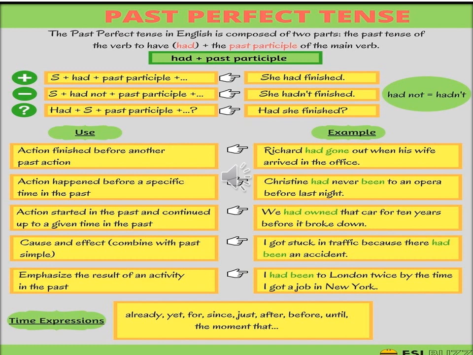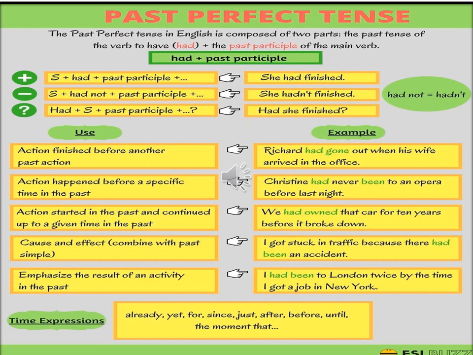Past perfect tense is also used to show the cause and effect of the action, and it is combined with simple past tense. For example, I got stuck in traffic because there had been an accident. Means what was the cause? Cause was the accident, and what was its effect? Effect was that you got stuck in the traffic.